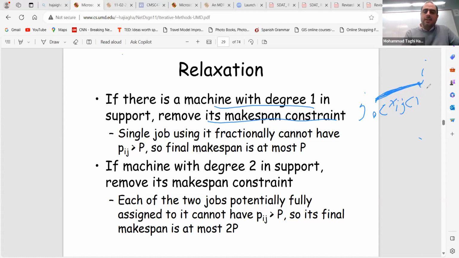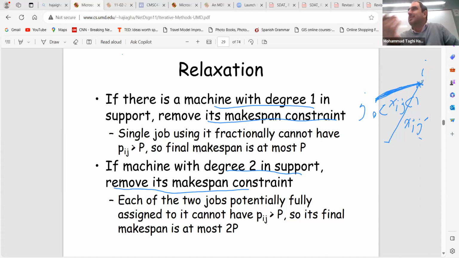Good. If I can say more than that, if the degree of this guy is 2 fractionally, if a machine with degree 2 is in the support, then you can remove its makespan constraint as well. However, this is the part where I'm giving the 2-approximation. Similar to the argument I mentioned, if you fully assign this guy, it would be P. If I remove the makespan constraint, that the sum of these guys' assignments to this machine should be at most the processing time P, then there are 2 variables, maybe Xij and another Xij prime, assigned to this. These are the only nonnegative ones.